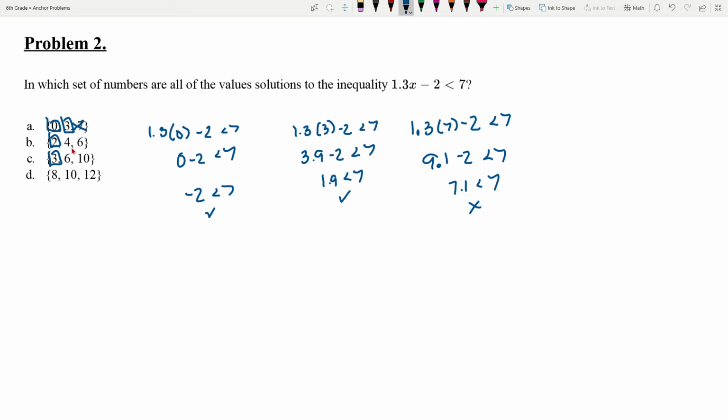Let's test this. Let's test the 6. See what happens when we put a 6 in. 1 3/10 times 6 minus 2 is less than 7. 1 3/10 times 6. Let's see, 6 times 3 is 18. We get 7 8/10 minus 2 would need to be less than 7. And yeah, that's going to work. 5 8/10 is less than 7. So 6 works. And guess what? Since 2 worked and 6 worked and 4 is in between the two, 4 is going to work as well. Neat. B is the answer.